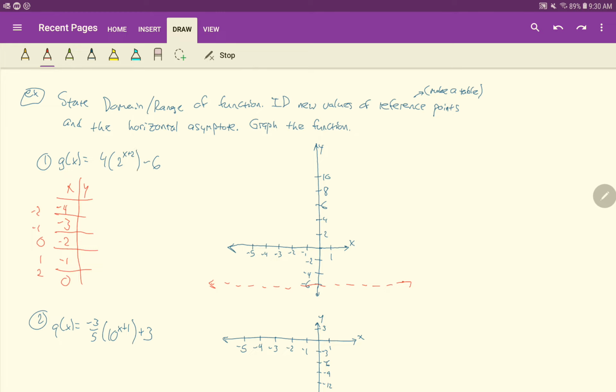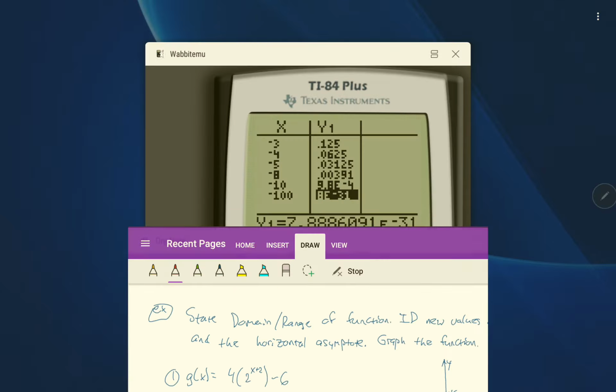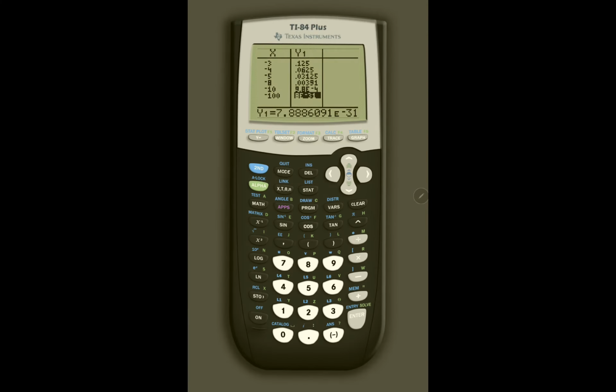Or you can use your graphing calculator. So I'm going to show you that here too. Okay, so 4 times 2 to the x plus 2 minus 6. Now, if you have a newer calculator like mine, when you do the exponent, which is the button below clear there, everything will stay up in the exponent. You have to hit the arrow button to the right, then that gets you out of the exponent. Oops, not plus 6, minus 6.